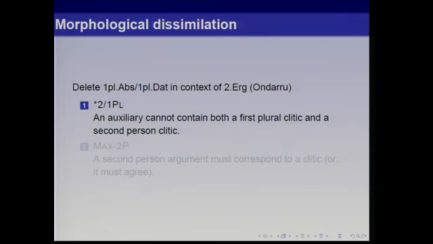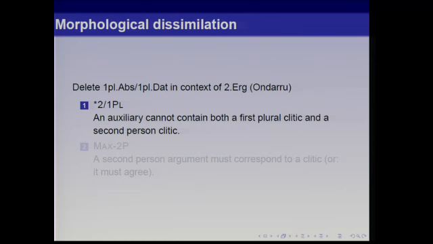The dissimulation: what happens is that if you have a first plural absolutive or dative, it's dropped if there's a second person ergative. At least that's how it works in this Ondaru dialect.